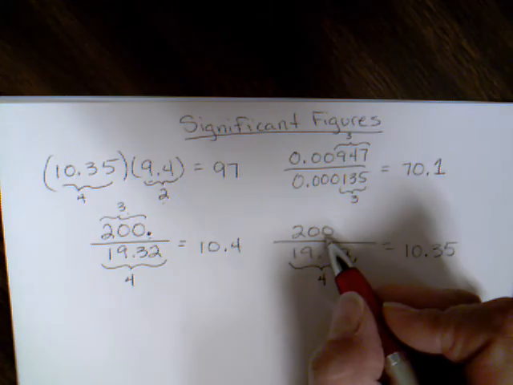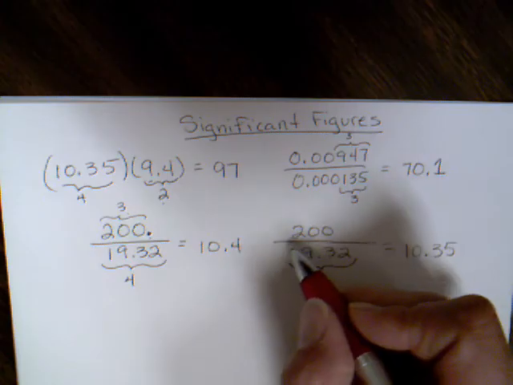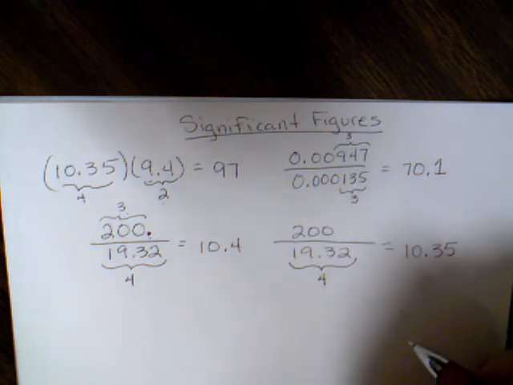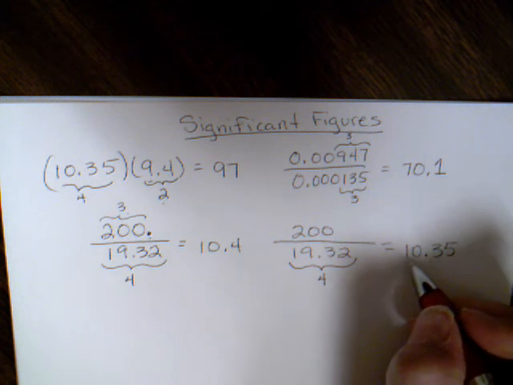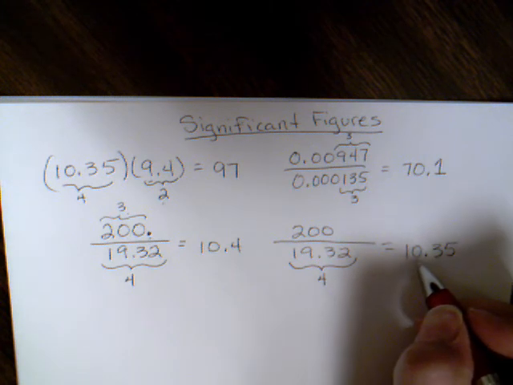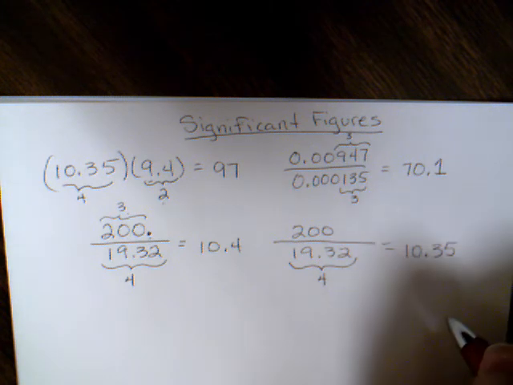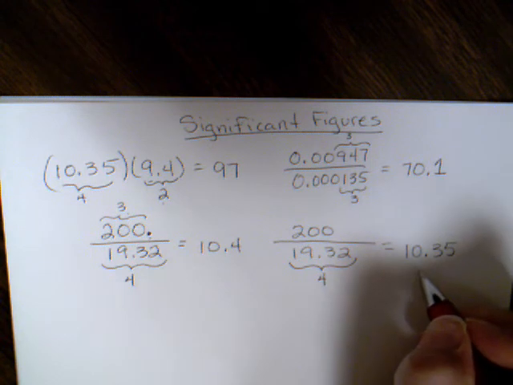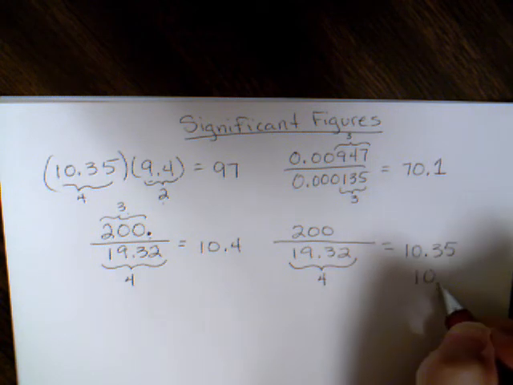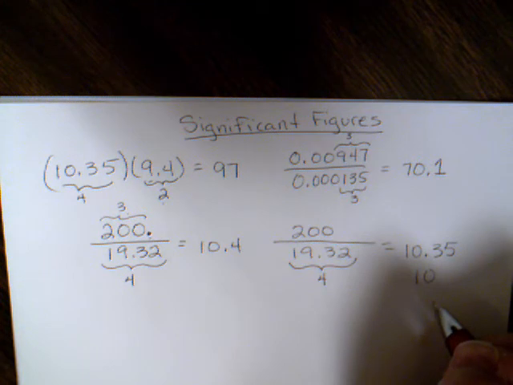Now, if this were not a whole number and it was given as a measurement, then the answer would only have 1 significant figure, and you would have to round that down to 10. If you rounded that down to 10, and you did not put a decimal there, that would be 1 significant figure.